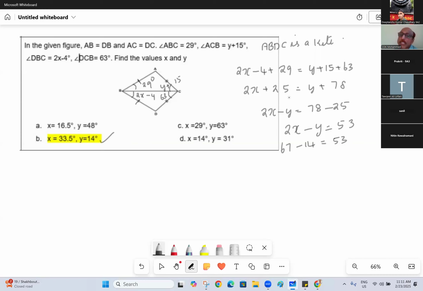But because if you substitute, okay, I agree. Then you are saying which one is equal? Tell me. Angle ABC is equal to DBC. So ABC is which one? 29, correct? 29 is equal to 2x minus 4.